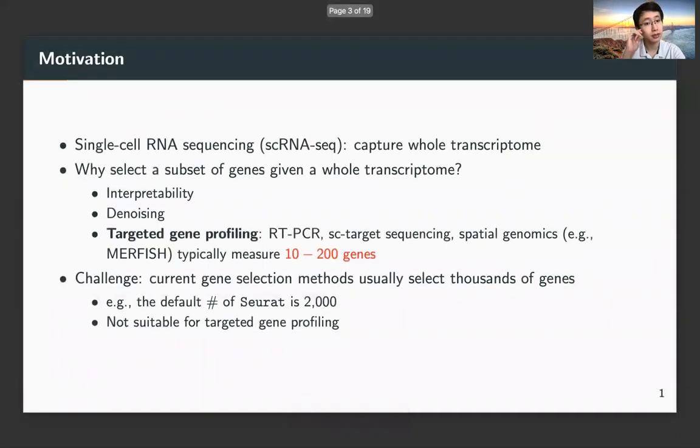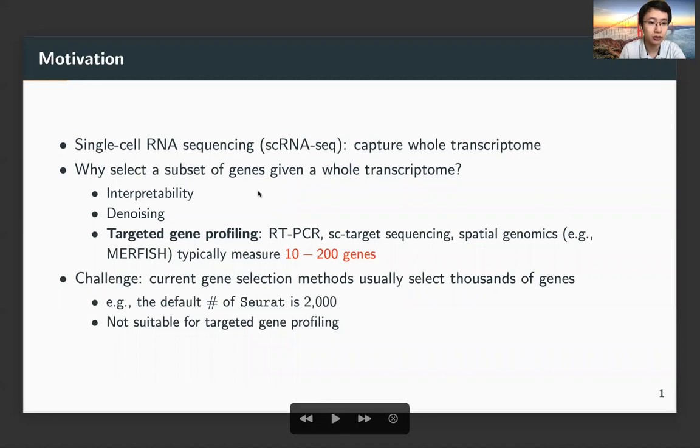Here's the introduction. As you may know, single-cell RNA sequencing datasets can capture the whole transcriptome. For example, it can measure thousands or 10,000 genes simultaneously. So given single-cell RNA-seq can measure all the genes, why do we still want to select a subset of genes? The first reason is interpretability. Compared to 10,000 genes, a few hundred genes are much easier to interpret.